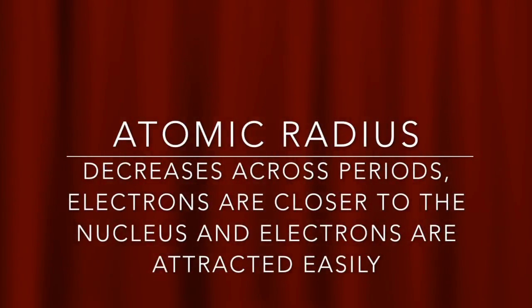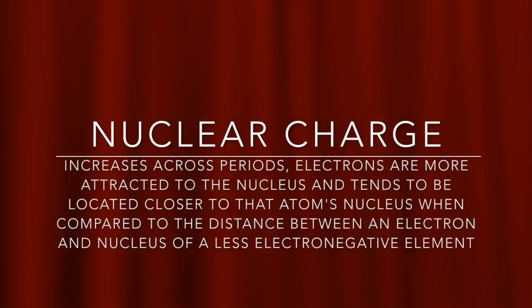Electronegativity increases across periods because atomic radius decreases, which means electrons are closer to the nucleus and attract electrons easily. Also, the increasing nuclear charge across periods means that an electron is more affected by its attraction to the nucleus and tends to be located closer to that atom's nucleus when compared to the distance between an electron and nucleus of a less electronegative element.